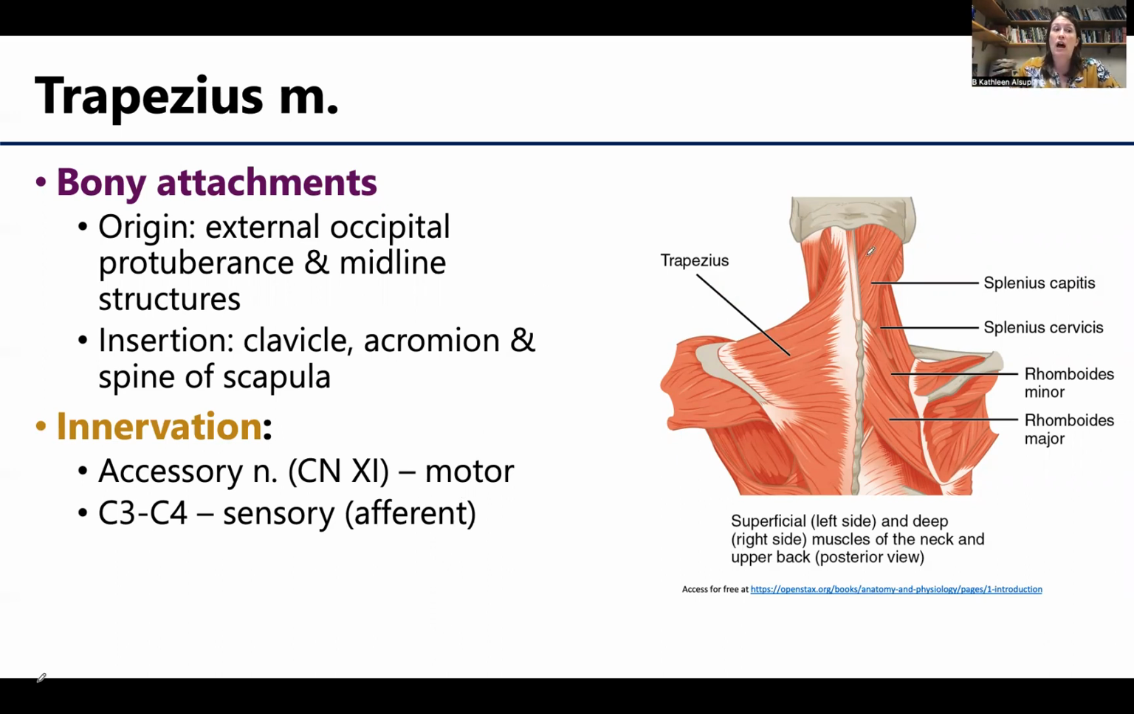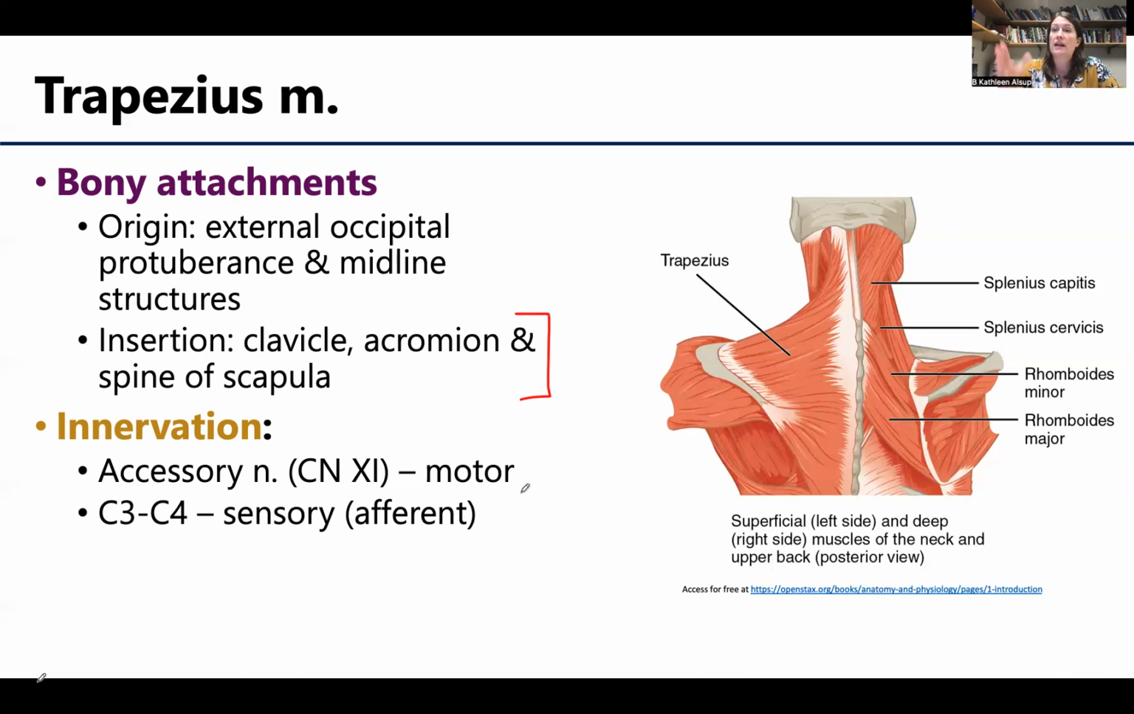And it's going to have a lot of more proximal attachments or origins. One of those is the external occipital protuberance, that bump on the back of the occipital bone, as well as many of the midline structures in this region. So think spinous process region. And it will insert on the clavicle, as well as the acromion and spine of the scapula. So again, very firmly within the pectoral girdle region, not crossing over to the humerus. This muscle is innervated by the accessory nerve.